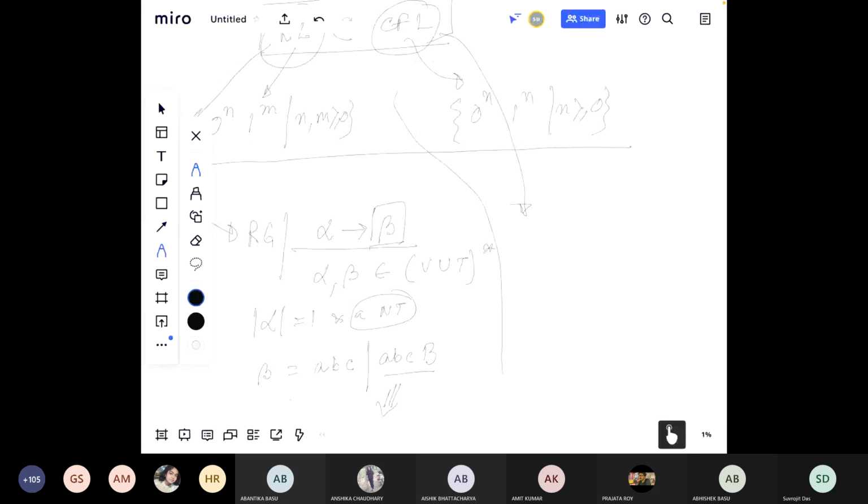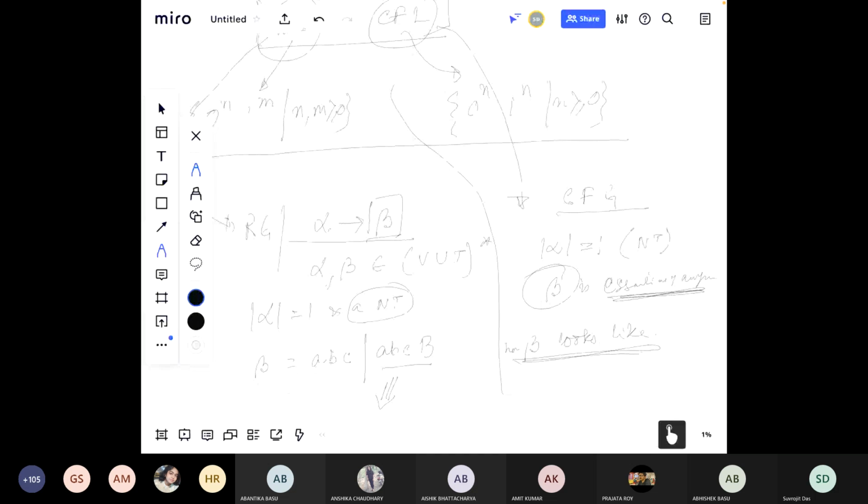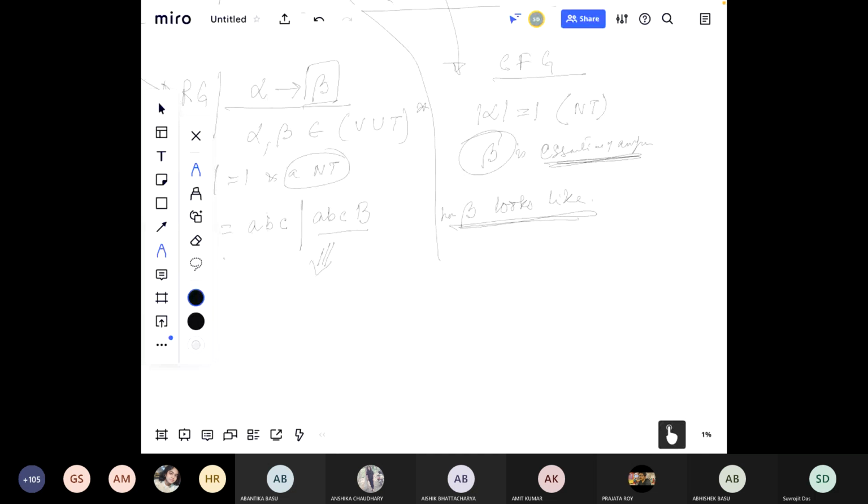In case of context-free grammars, what did we say? We said that the left-hand side is essentially 1, which means it's obviously a non-terminal, and the right-hand side is essentially anything, any form. There is no restriction on how beta looks like. Remember that alpha and beta are members of (V union T) star. That means beta being epsilon is okay.